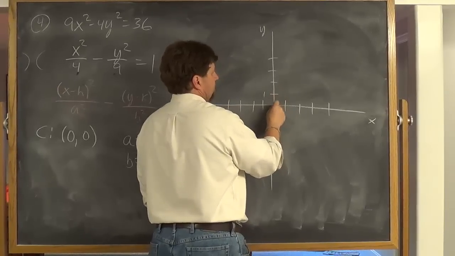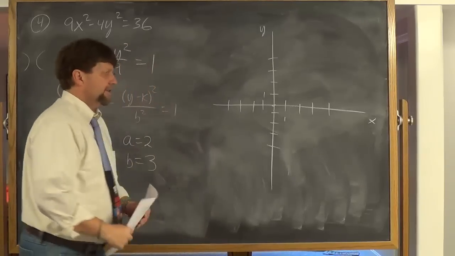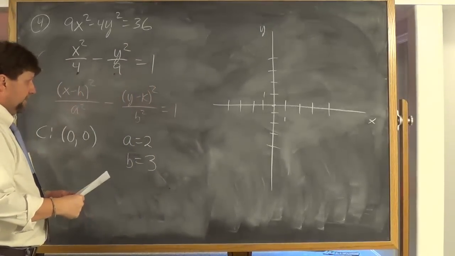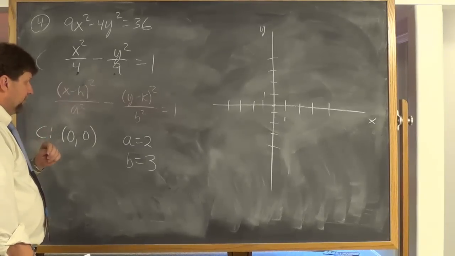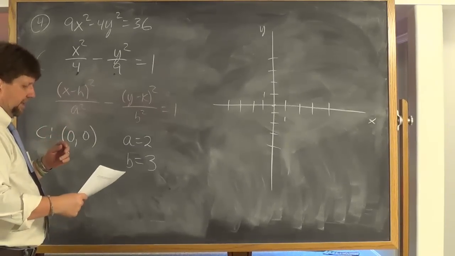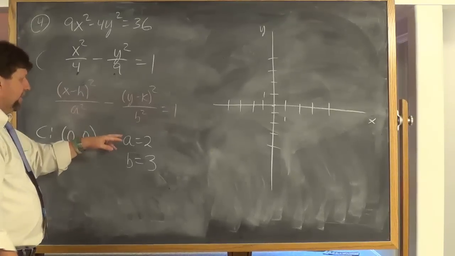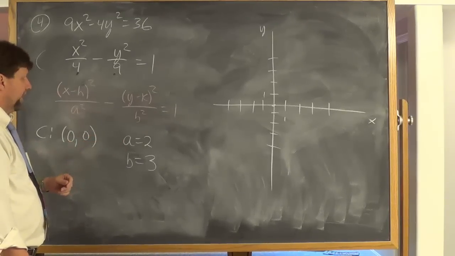Okay, first off is I notice that the center is at the origin. It's at 0, 0. I know it has this shape. So now I'm going to start to use some information that I've written down here. A is 2 and B is 3.